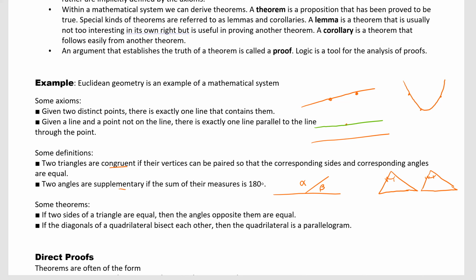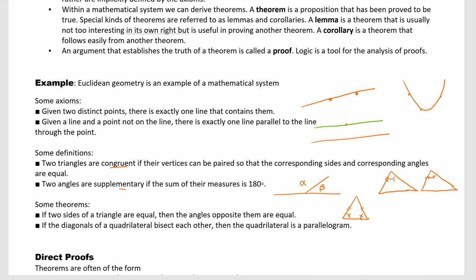Next, let's look at some theorems. If two sides of a triangle are equal, then the angles opposite them are equal as well. So we draw the picture here. If the two sides are equal, then the angles opposite them are also equal as well. Okay, this is a theorem.